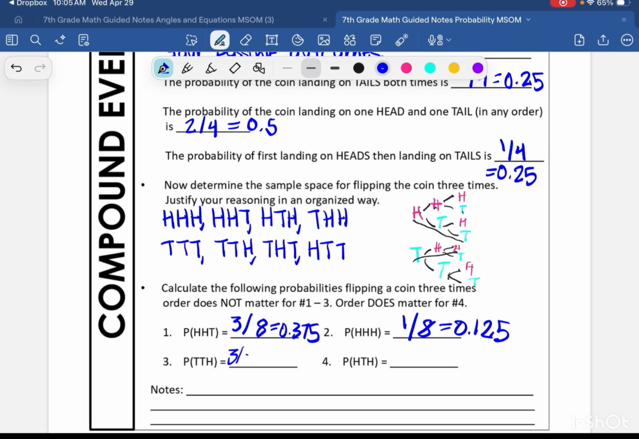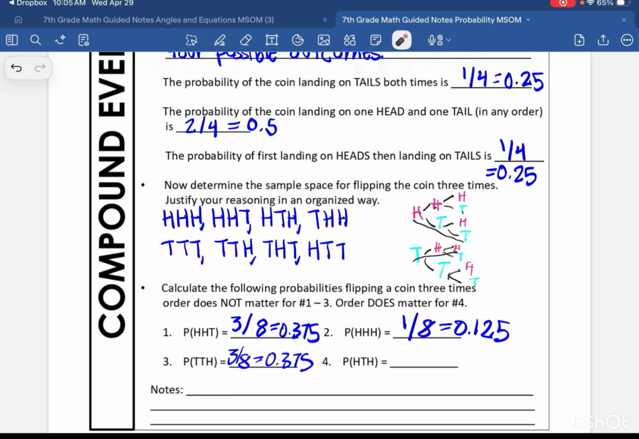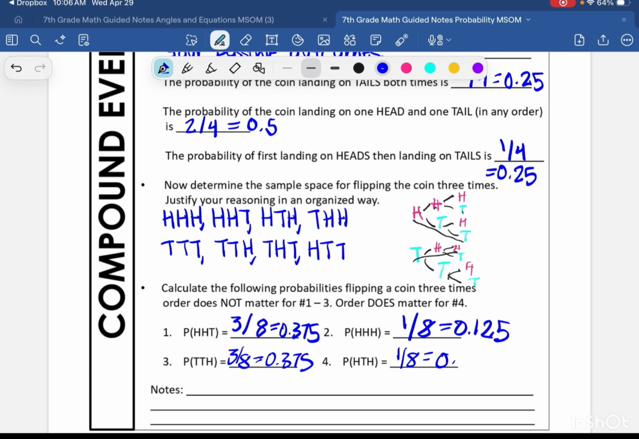Number 4, order does matter on this one. I have to get a head, then I have to get a tail, then I have to get a head. So that's right here. That's only one way. A head, a tail, and a head. So that's going to be 1 out of 8, which is 0.125. Okay, that's it for today.